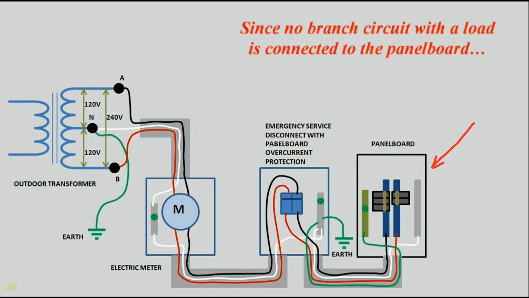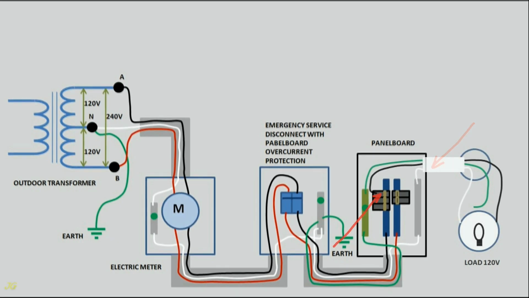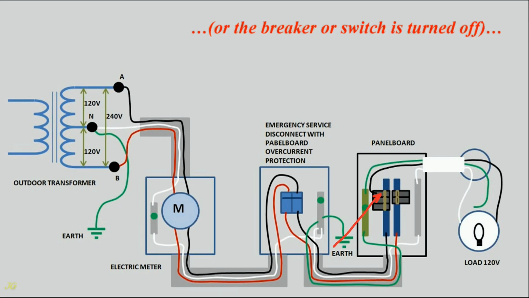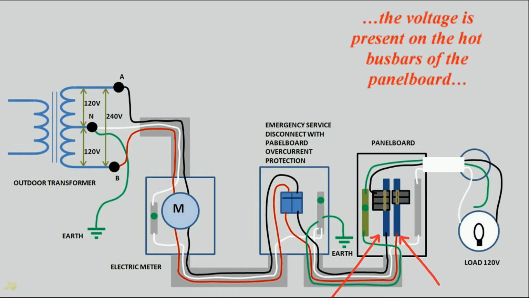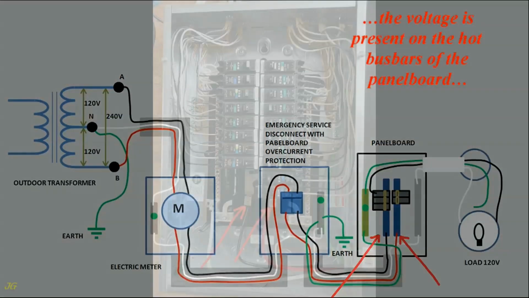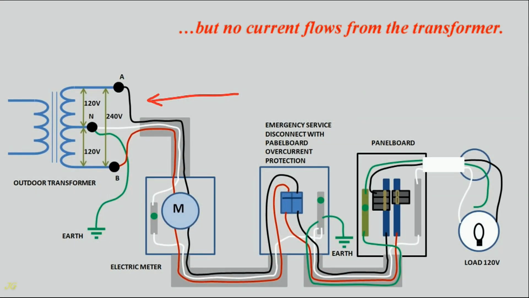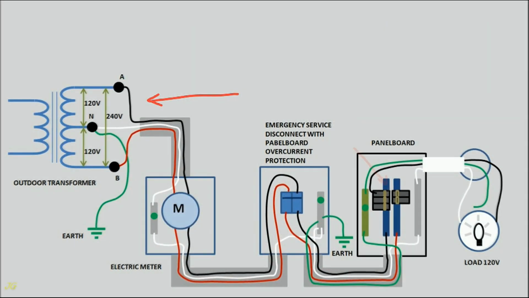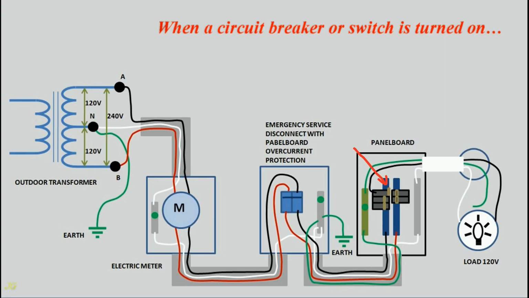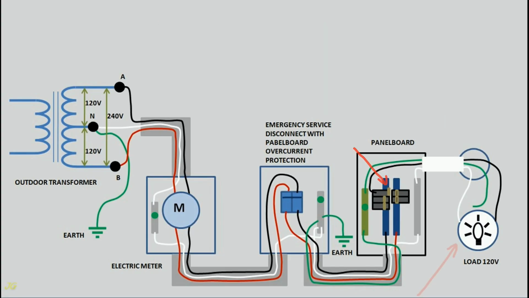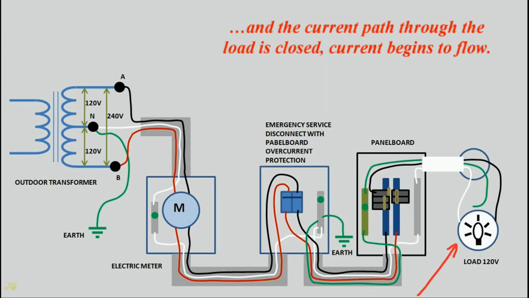When no branch circuit with a load is connected to the panel board, or the breaker or switch is turned off, the voltage is present on the hot busbars of the panel board, but no current flows from the transformer. When a circuit breaker or switch is turned on, and the current path through the load is closed, current begins to flow.